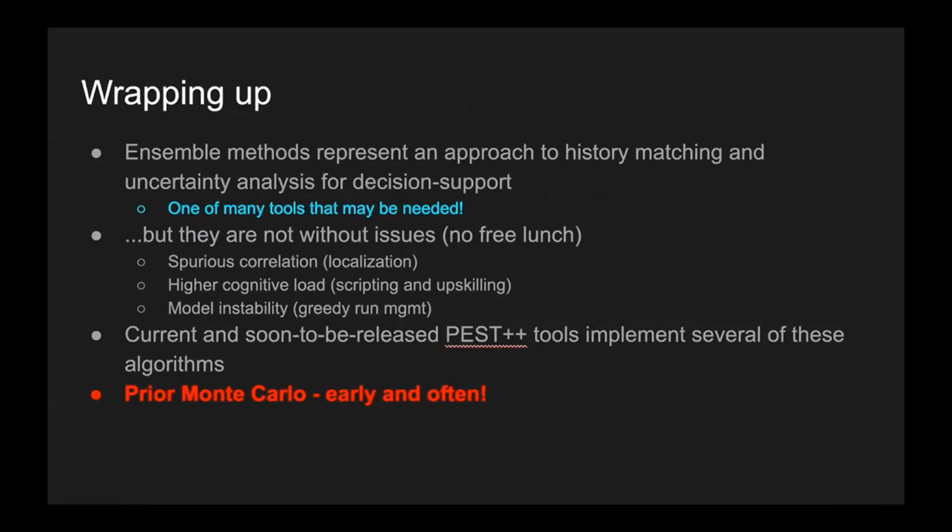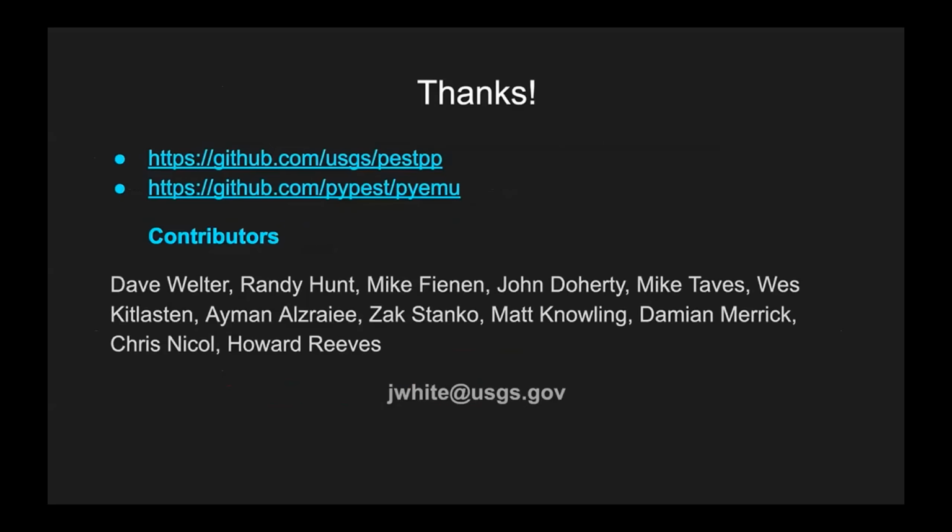So wrapping up, ensemble-based methods are one way to do history matching and uncertainty analysis for environmental modeling decision support. It's one of many tools that may be needed. They're not without issues. We've covered some of these here, and also some techniques to deal with those issues. Current and soon to be released tools implement several of these algorithms. And if you don't believe in anything else, please, please, please start doing prior Monte Carlo as frequently as you can justify.